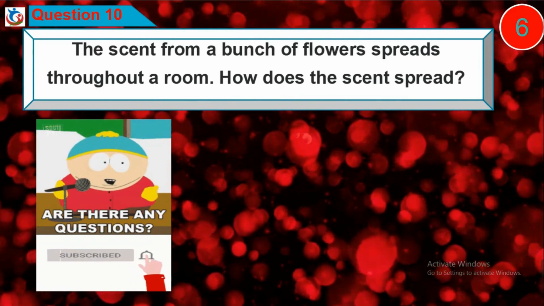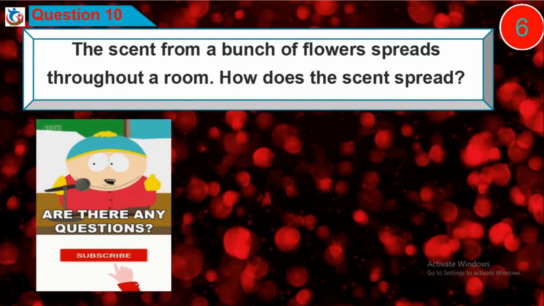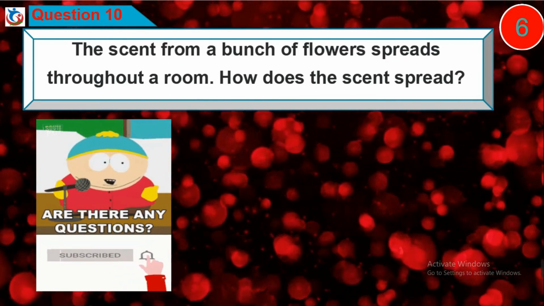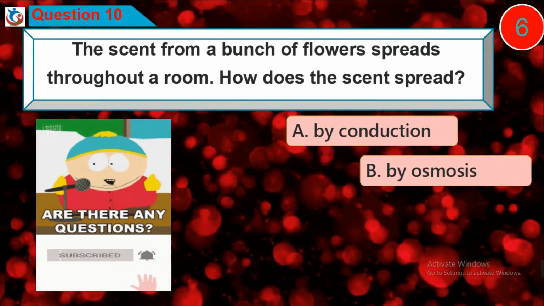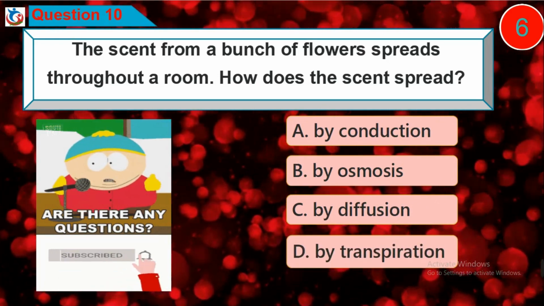Question 10. The scent from a bunch of flowers spreads throughout a room. How does the scent spread? Is it option A, B, C, or D?